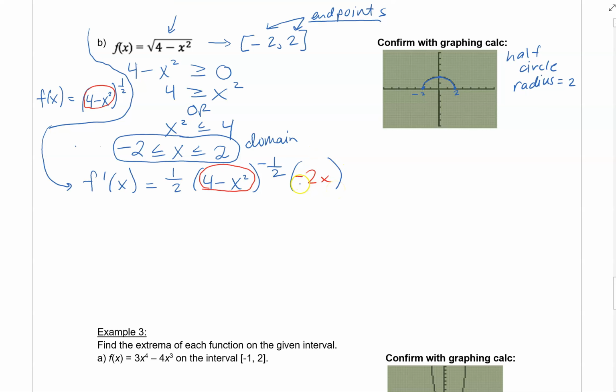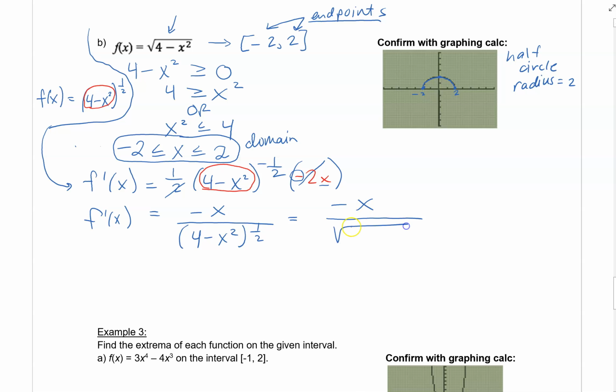So I'll do some simplifying here, right? The 2 and the 1/2 can cancel. I do still have a negative, and the x would be in the numerator. So this would be -x in the numerator, but it would be over 4 minus x squared to the power of 1/2 in the denominator. And maybe I'll put that back into radical notation. So it's -x in the numerator divided by the square root of 4 minus x squared. Remember, I wanted to find what value of x would make this derivative equal to 0.